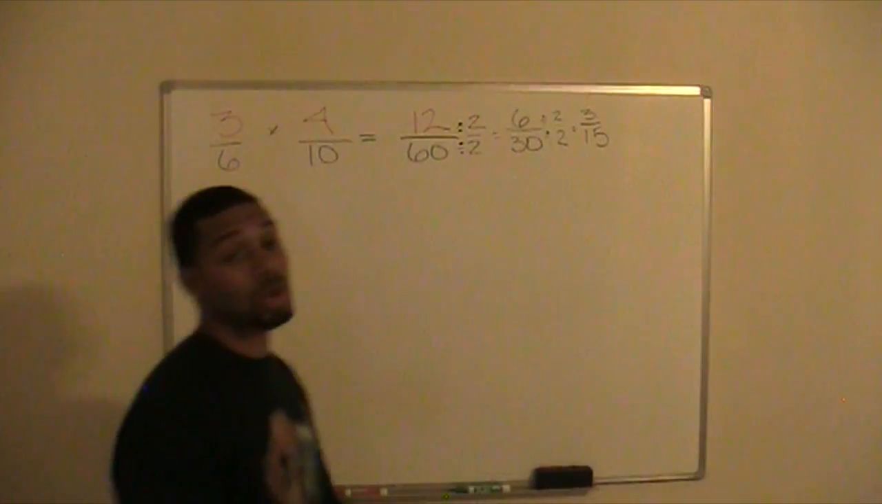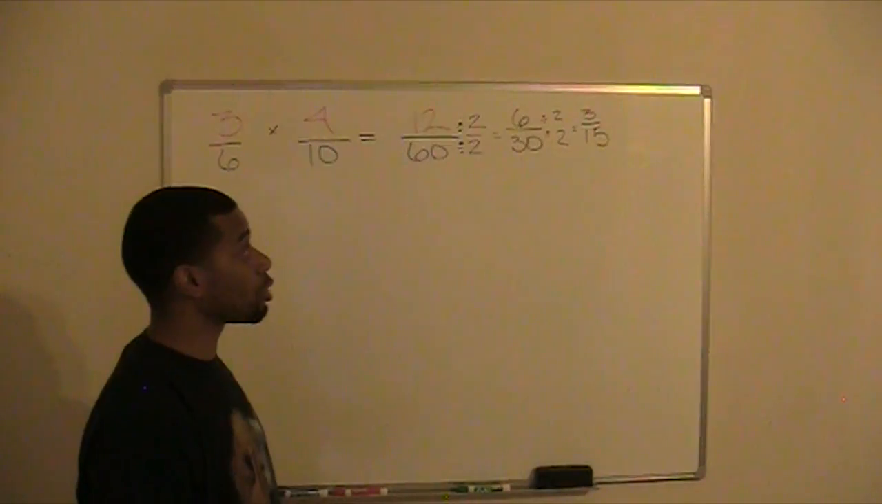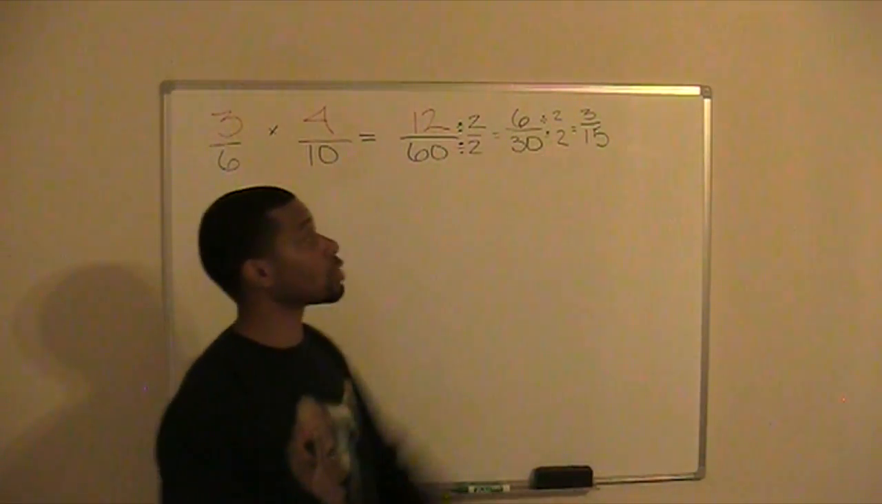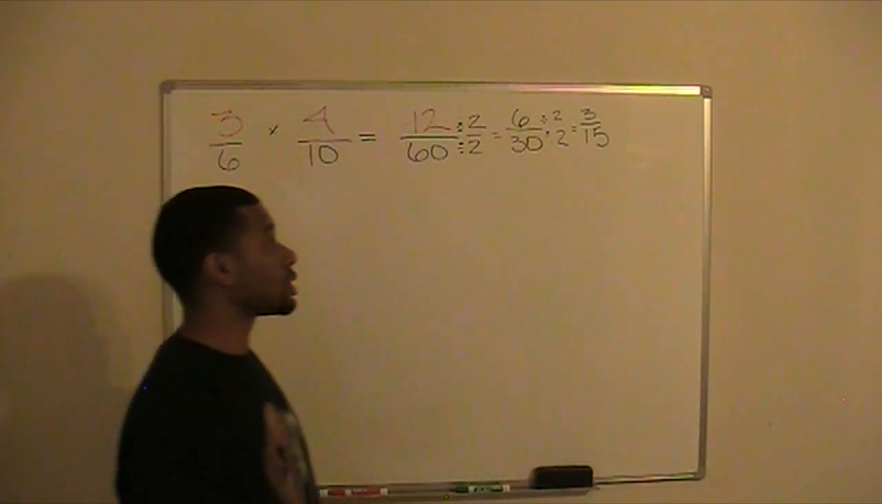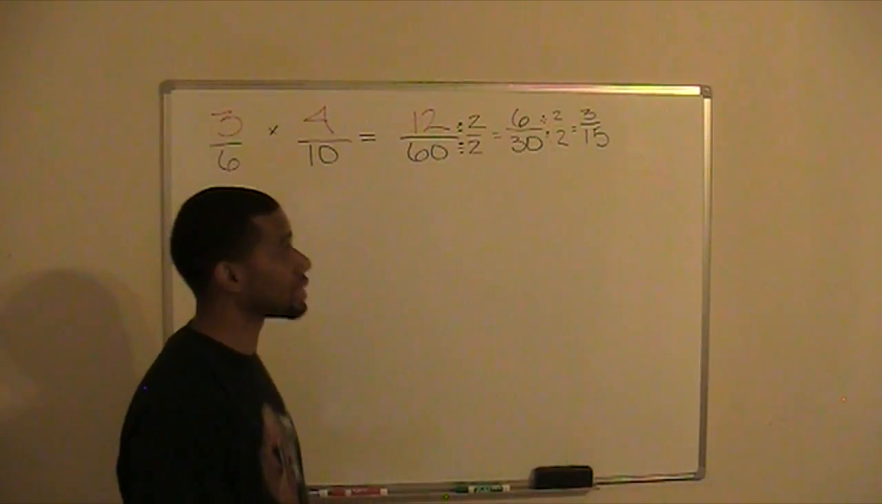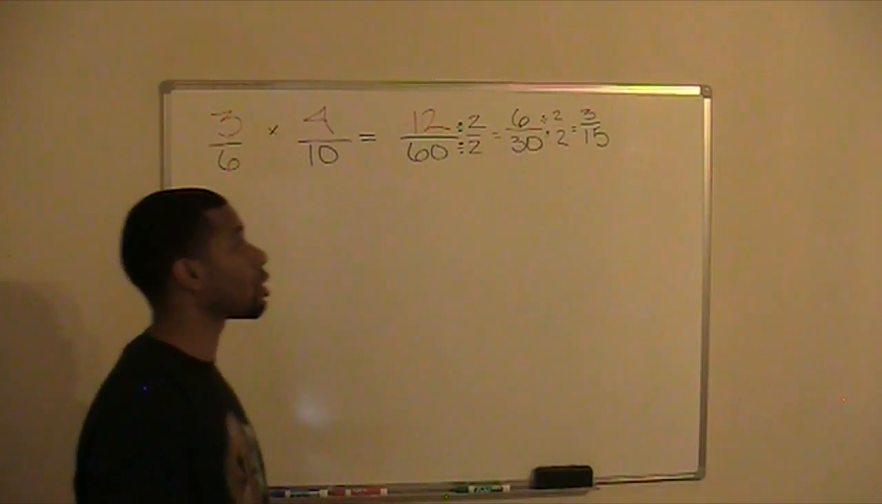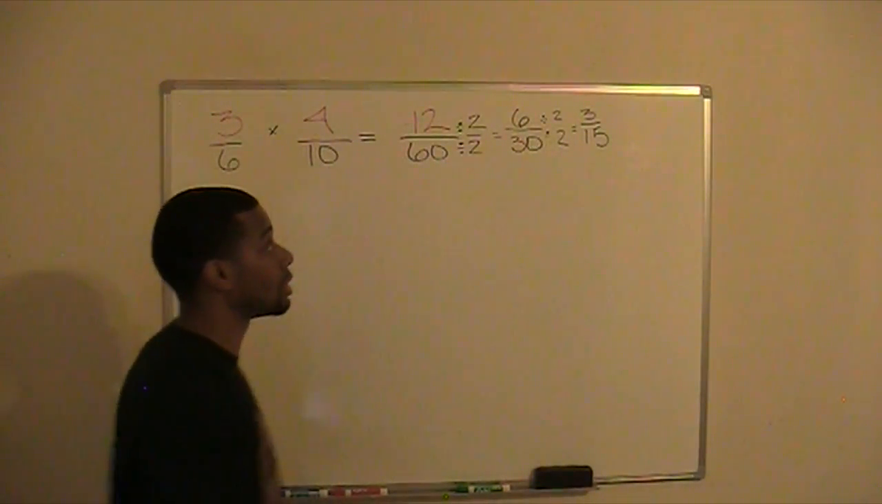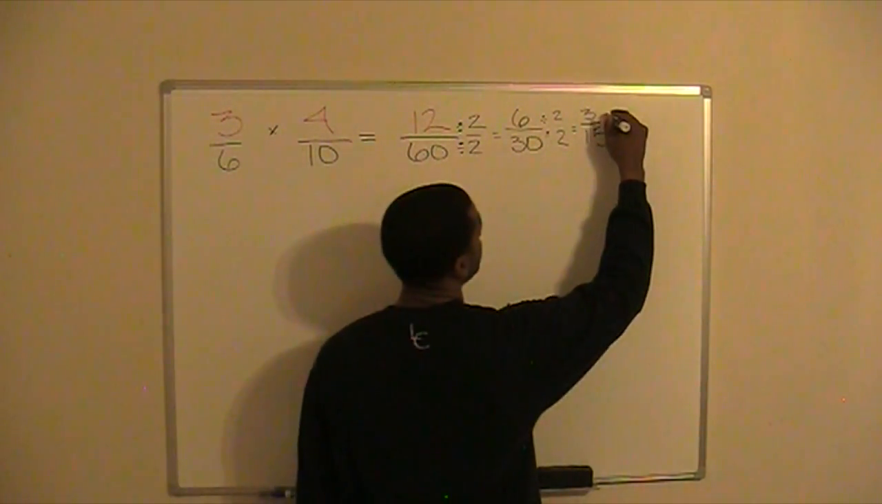Now these numbers are no longer even. But if you know your factors or you know your 3 multiplication tables, you know that 3 times 1 is 3, 3 times 2 is 6, 3 times 3 is 9, 3 times 4 is 12, and 3 times 5 is 15. So now we can divide both of these numbers by 3.